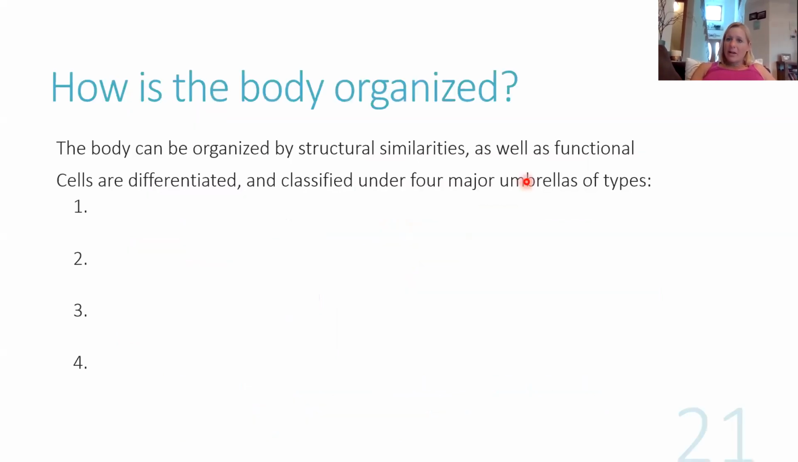Okay. Again, just a short little introduction here to how the body is organized. We can look at not only the systems within the body, but the types of tissues that we have. So cells are differentiated and classified under 4 major umbrella types. Looking at the 4 different types of tissue, or the 4 different types of grouped cells, you could say, we have muscle, we have nervous tissue, we have epithelial cells or epithelial tissue, and then we also have connective tissue as well.